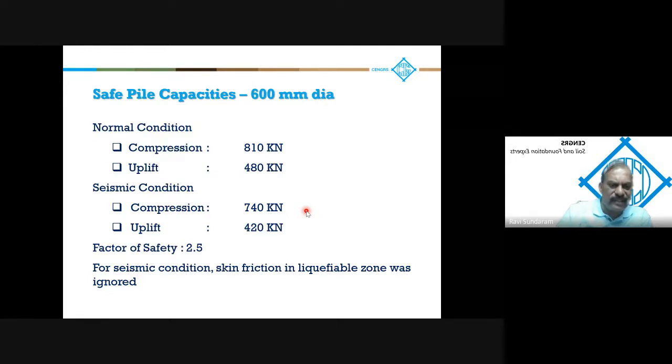So this was the design for the normal condition and for the seismic condition. The pile capacities were worked out for 600 mm diameter piles. So we had compression of 81 tons under normal condition, 74 under seismic condition, considering the liquefaction. And the uplift, again, you can see 48 and 42 tons. Factor of safety used was 2.5. For the seismic condition, of course, the skin friction in the liquefiable zone was ignored.